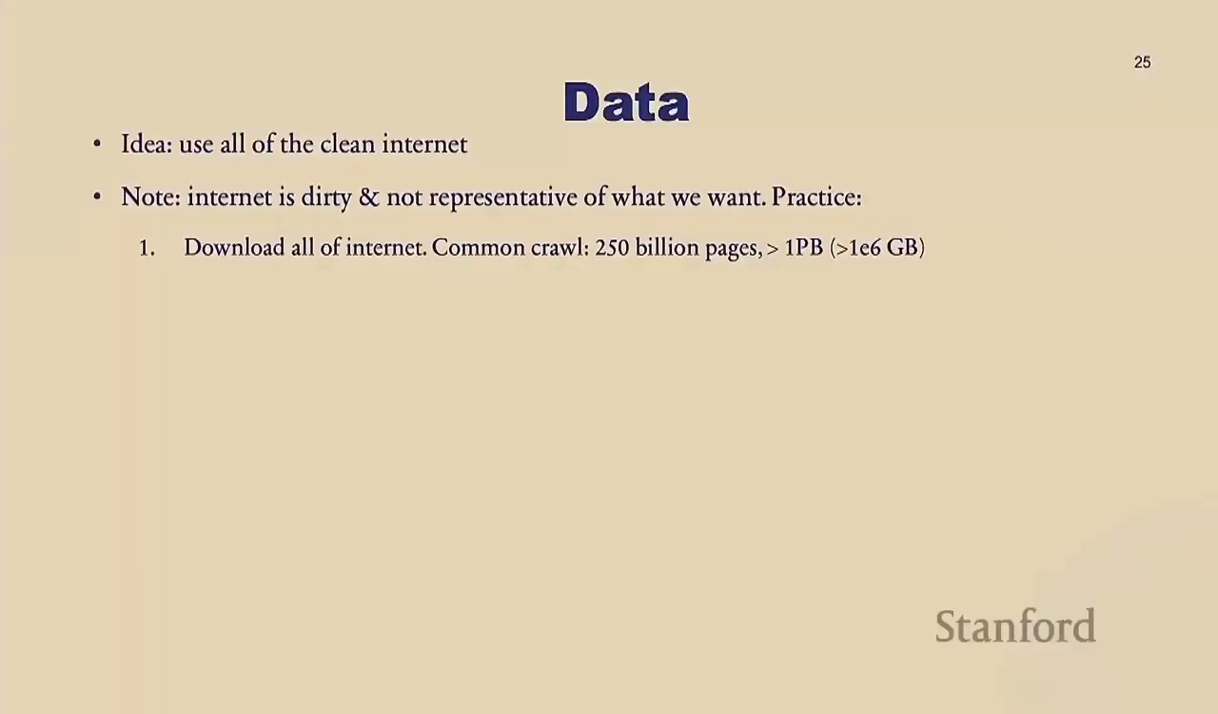Common Crawl is one web crawler. People don't usually write their own web crawlers. What they do is use standard web crawlers, and Common Crawl is one of them that basically every month adds all the new websites that were added on internet and found by Google, and puts them in a big data set. So on Common Crawl, you have around 250 billion pages right now, so 1e6 gigabytes of data.